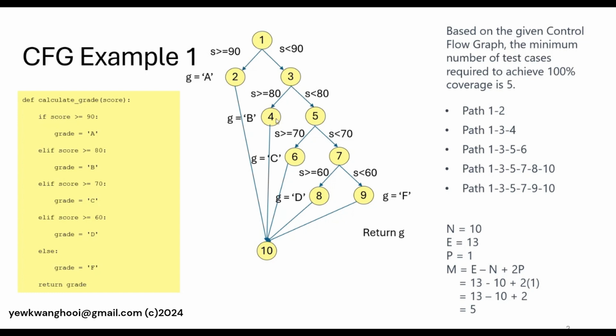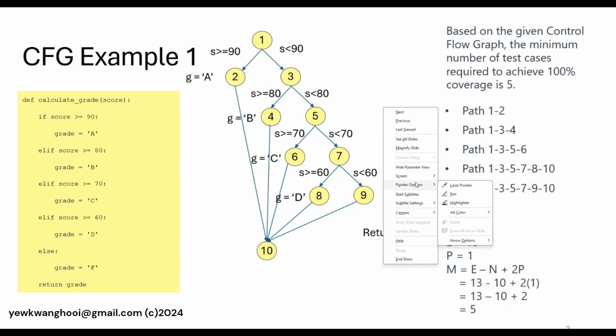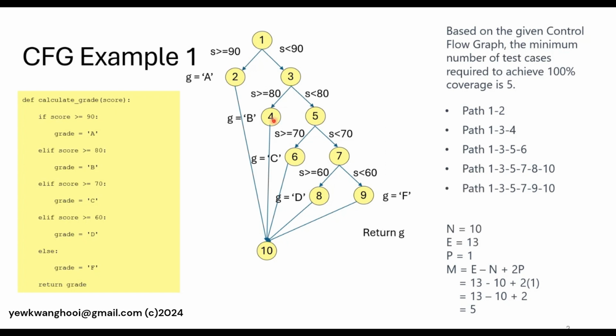And for node 4, we will return grade assigned with B. Now, the other branch is less than 80, right? Which means that it goes to the next node. Elif score greater than or equal to 70. So here is 70, see? Less than 70, go to the next.